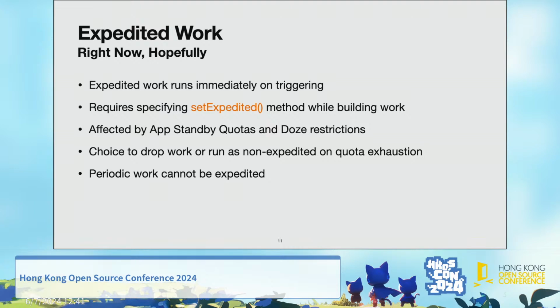It requires specifying the set expedited method, but it is also heavily limited and scrutinized by the operating system because of Doze and app standby quota restrictions. And I can actually explain those to you very easily. Doze is what happens when you turn off your screen, let's say you're trying to upload something, and you expect the apps to stop doing the job, right? You don't want them to drain the battery when your phone screen is off. That's the Doze restriction. But it doesn't really apply that much to Work Manager.